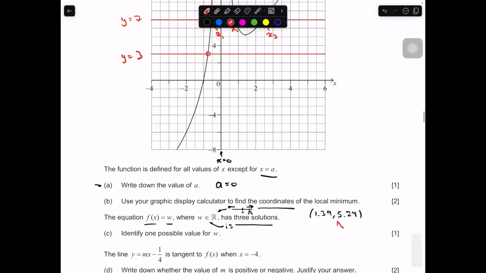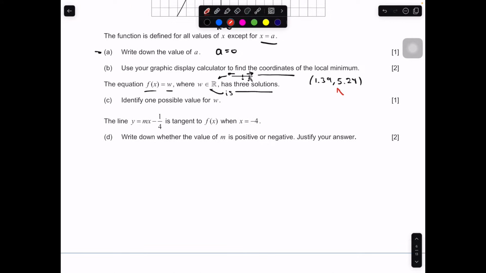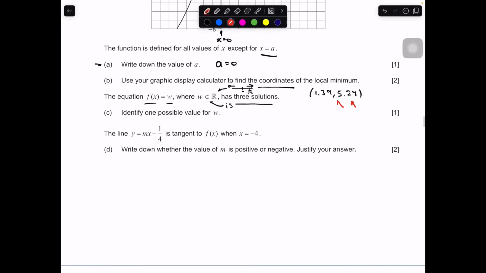And really, if we want to answer this question, identify one possible value of w, it's anything above this point, this y value of 5.24. That's the minimum. Anything above that. So we could say that w is equal to 7 or something like that. Really anything above 5.24. Okay.